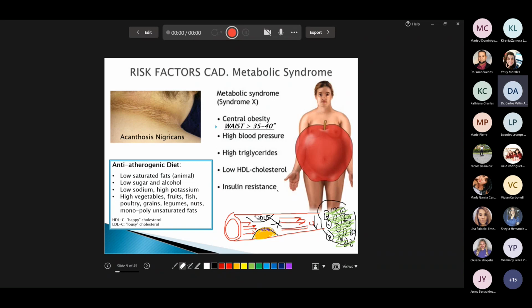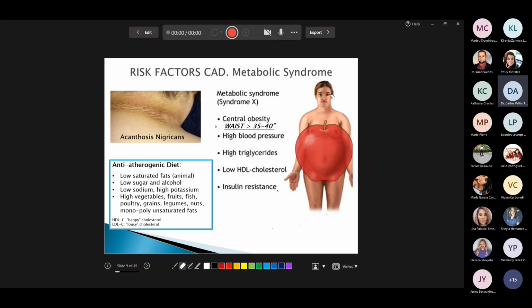By the way, another thing that has been tested in NCLEX is that those people that have the metabolic syndrome have a tendency to have this discoloration and thickening of the skin in the neck, in the armpits, and between the legs. And it's called acanthosis nigricans. It's associated with the metabolic syndrome.